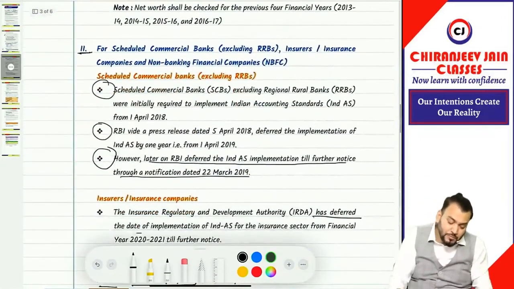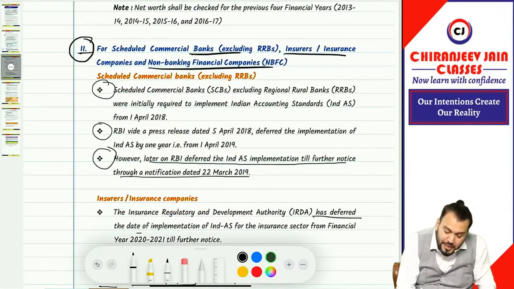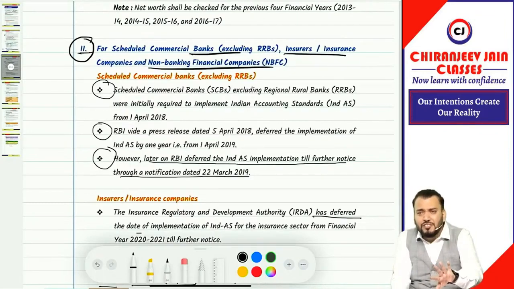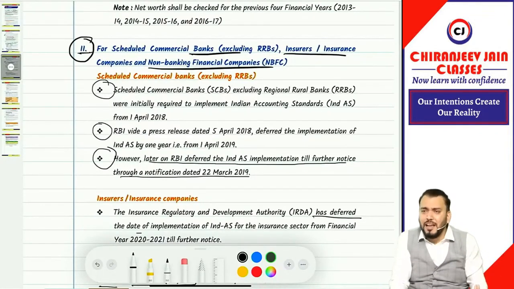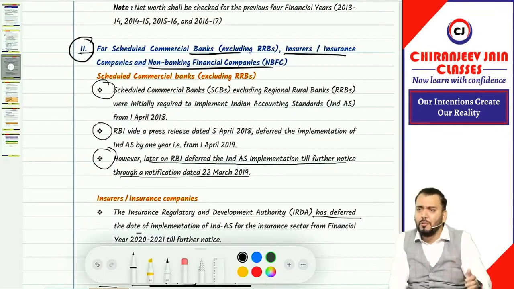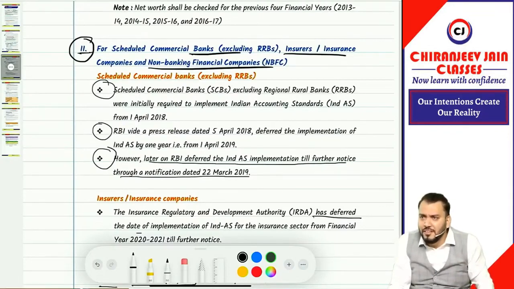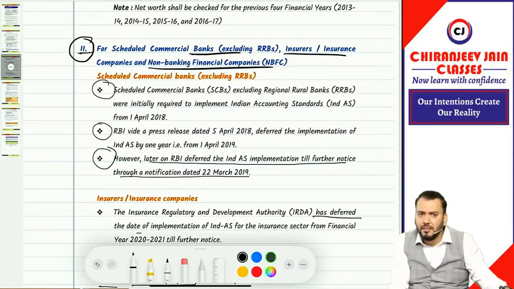Now coming to banking companies, insurance companies, and NBFCs. When I am saying banking companies, of course commercial banks. When I am saying commercial bank, of course scheduled commercial bank. So what are scheduled commercial banks? You have done the banking company chapter. I think you know about scheduled commercial banks.